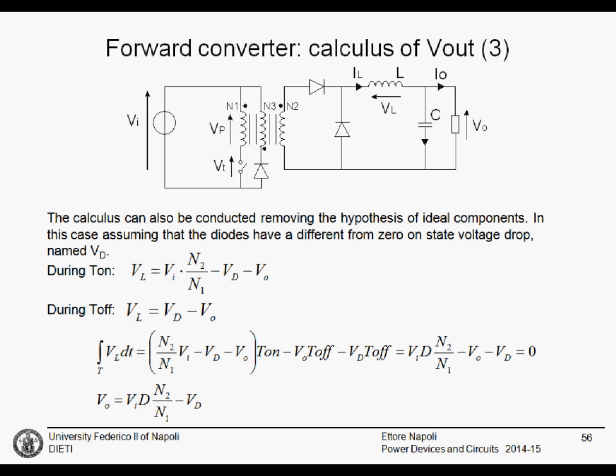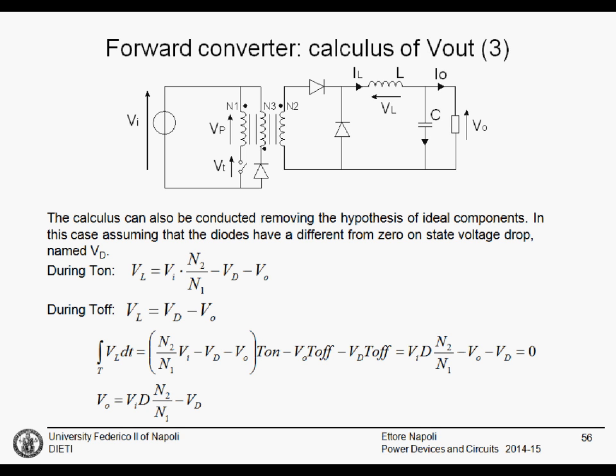Since this calculation is more or less straightforward and we've done this more than once, we take this occasion to calculate the output voltage introducing some more realistic assumptions. As an example, we can calculate the output voltage removing the hypothesis that the components are ideal, and for example, we can say that the diode voltage drop is not zero, but is equal, let's say, to VD.